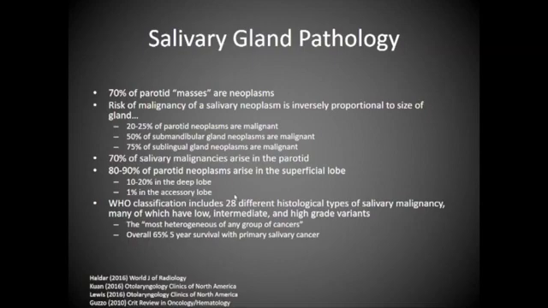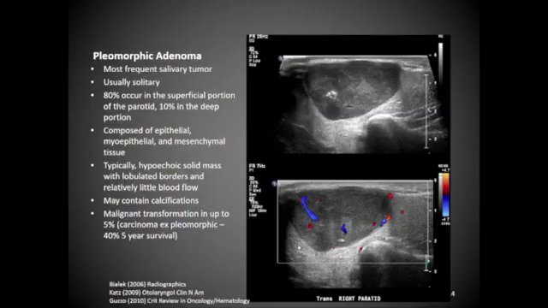And many of the salivary primary tumors have low, intermediate, and high-grade variants. It has been described as the most heterogeneous of any group of cancers in the human body, which makes a real pathologic challenge, particularly with fine needle aspiration. And there is overall 5-year survival with primary salivary cancer. There also are at least a dozen primary benign lesions of the salivary glands. I'm going to just go through the most common primary salivary benign and malignant lesions.